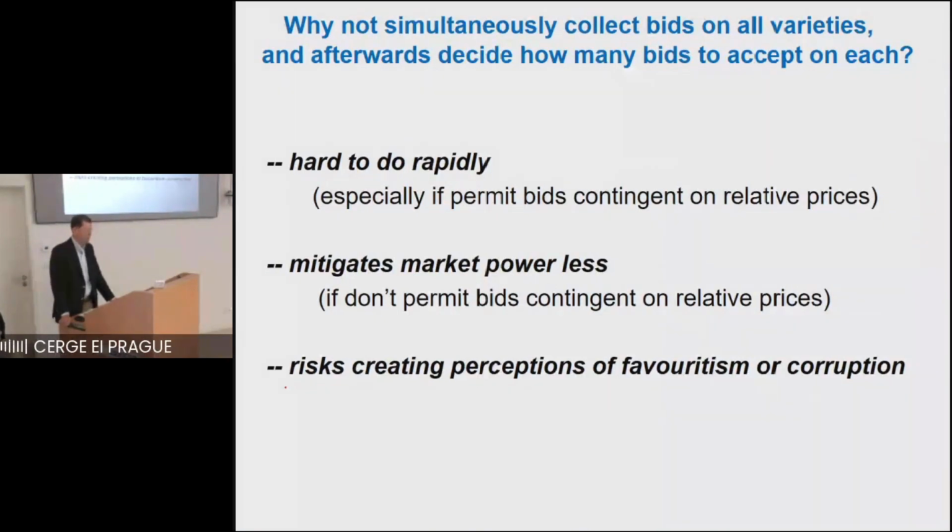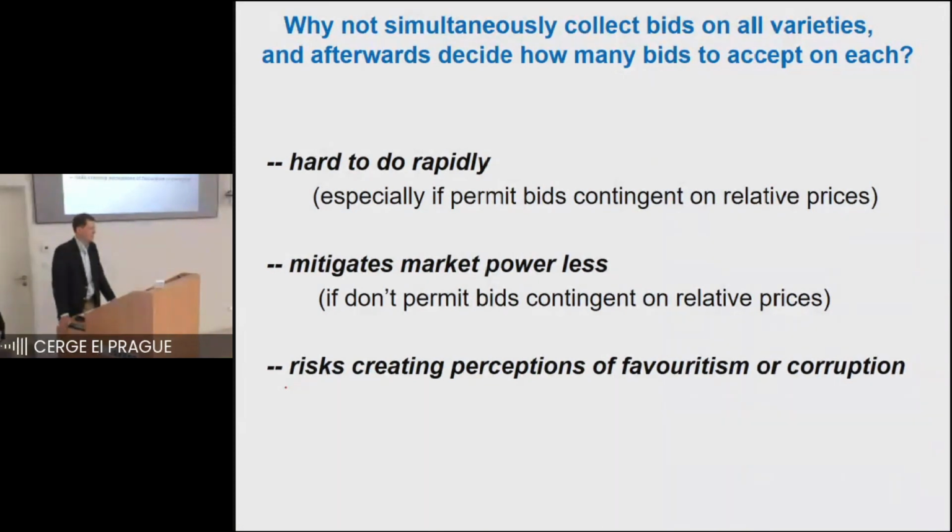It's especially hard to do rapidly if you're going to permit contingent bids, based on relative prices, which is the kind of thing I said that these bidders are going to want. They want to know what the prices of apples and oranges are going to turn out to be before deciding what auction to be in, for example, or what to bid on. It's less effective at mitigating market power, certainly if you don't permit bids contingent on relative prices, and it also risks creating perceptions of favoritism or corruption.